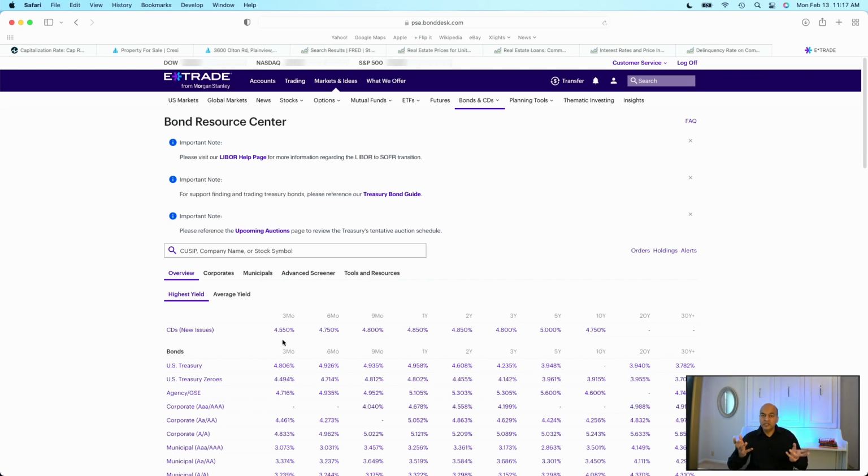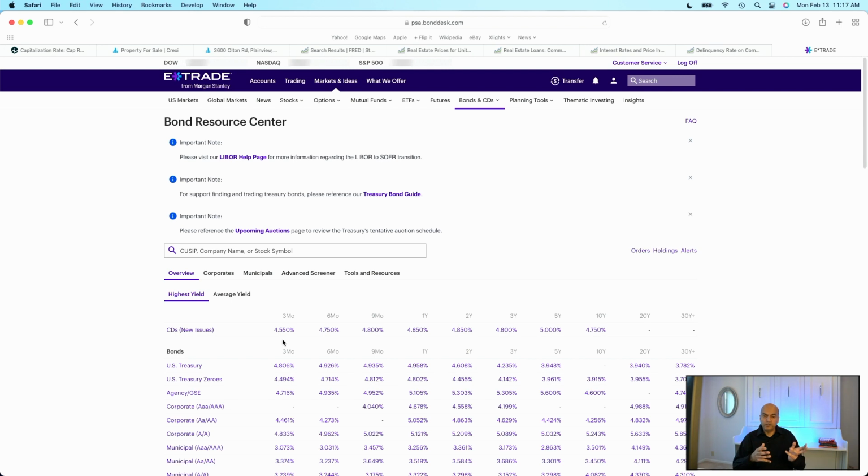These are brokered CDs, which are available through your stockbroker. So in my case, I'm looking on my E-Trade website, but regardless of whatever broker you use, they should have similar options, similar features. The same thing here, look at a 3-month CD, 4.5%, 6 months, 4.75%. You go out to 5 years, 10 years, 5%, 4.75%.